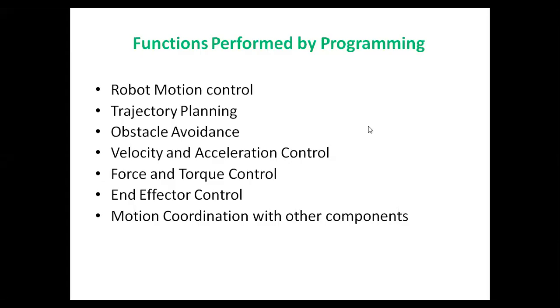Good afternoon. Next, we are going to see what functions are performed by programming. We'll have robot motion control, trajectory planning, obstacle avoidance, velocity and acceleration control, force and torque control, end effector control, and motion coordination with the other components. These are all the functions performed by programming.